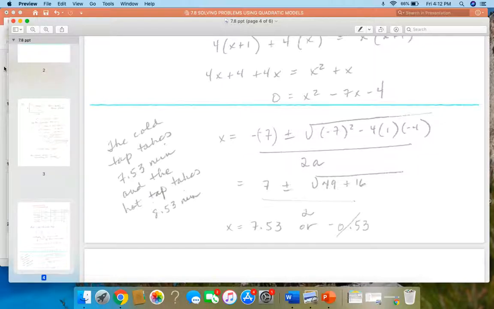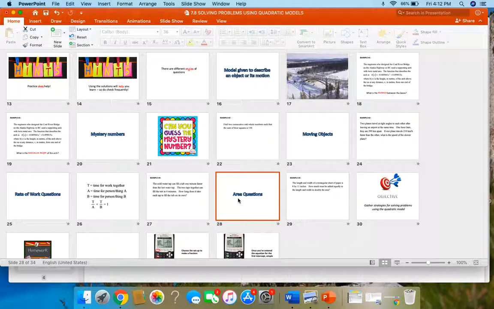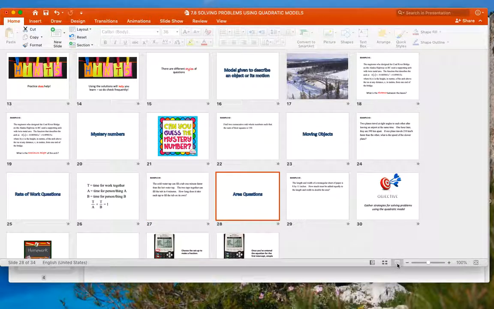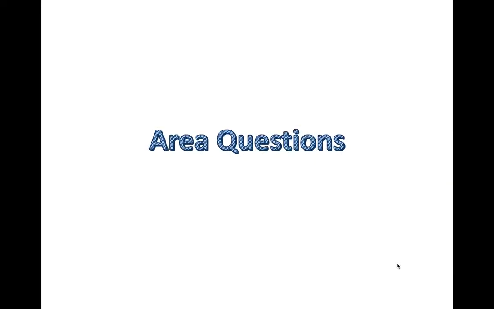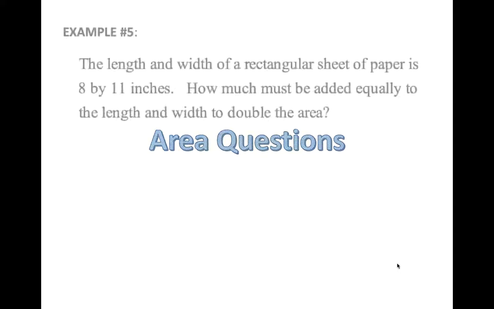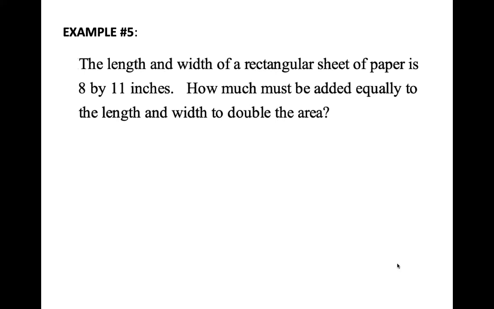Okay, so we're almost done. We've got one more that we're going to do, one more style, and I've called it the area questions. Area questions you've seen before. It's some situation where you have a relationship between some things and they want you to talk about the area. So what we have here is the length and width of a rectangular sheet of paper. It's 8 by 11. And it says how much must be added equally to the length and the width. So in other words, the same number added to it to double the area.